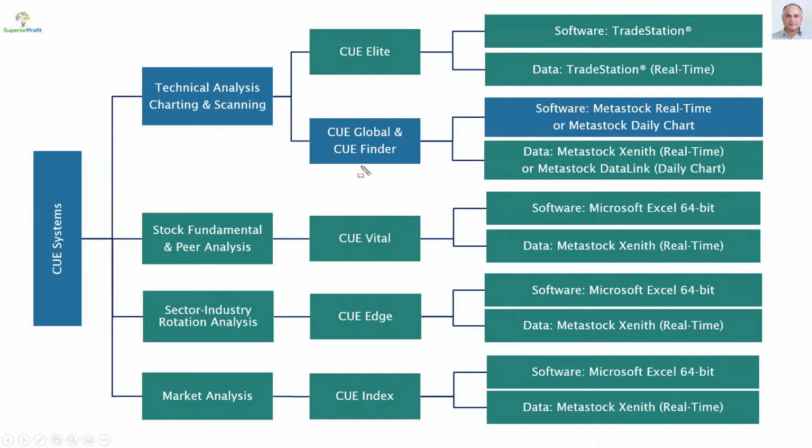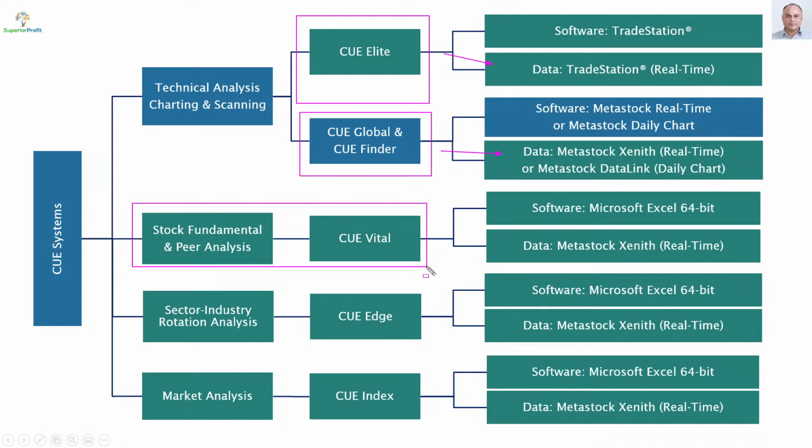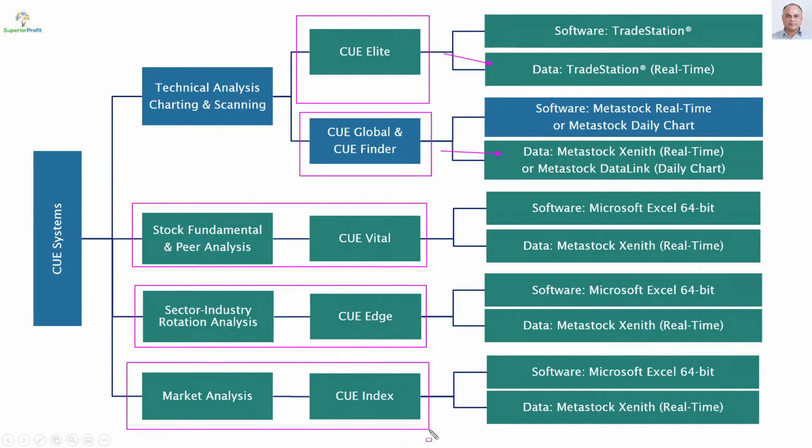These are all the Q systems. For technical analysis, Q includes Q Elite that runs on TradeStation, and QGlobal and Q Finder that run on the Metastock platform and real-time Metastock Zenith data. For fundamental analysis, Q has Q Vital, sector industry rotation analysis Q Edge, and market level index analysis Q Index.